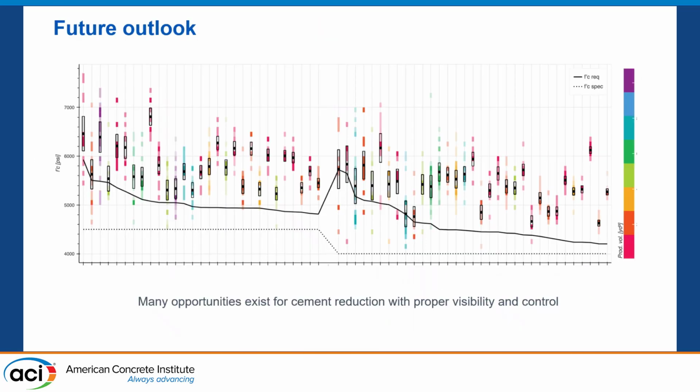All right, so just some future looks, some of the stuff that we've been playing around with. You can do this on a wide scale. For example, these are two different specified strengths here, I think it's like a 4,000. Again, this dotted line is the specified strength, 4,000 to 4,500, and the black line is the ACI required strength.